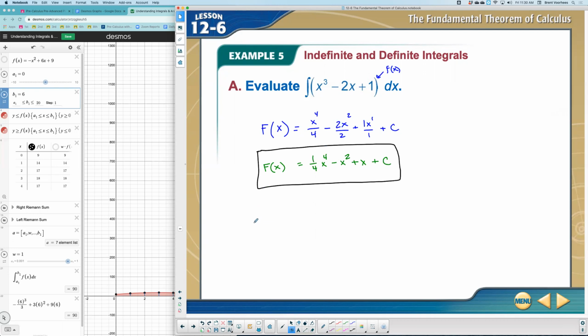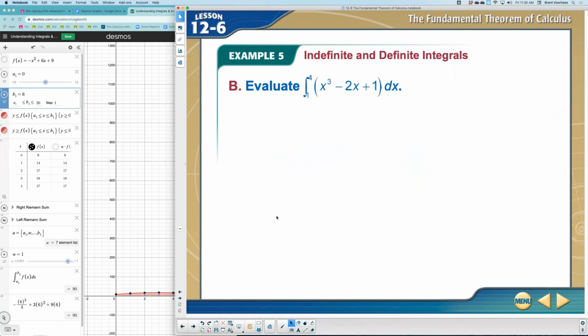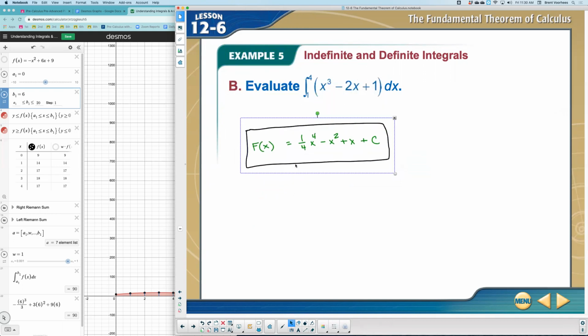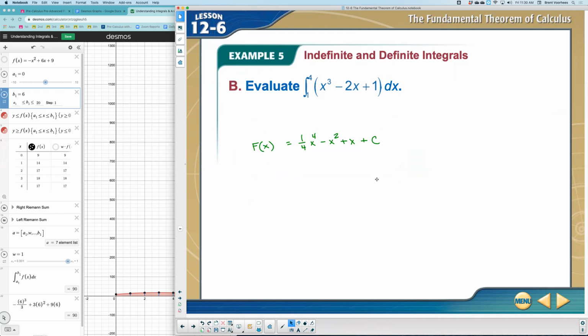Now, having found that, on part B, it says, let me copy this. On part B, it says to evaluate it now from 1 to 4. And so what's different on part B is I would need to plug in the values 4 and 1. So let's evaluate this. F of x evaluated from the interval from 1 to 4 would equal, you'd first plug in a 4: 1/4 times 4 to the fourth power minus 4 squared plus 4.